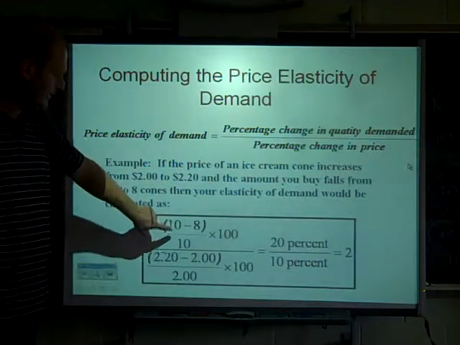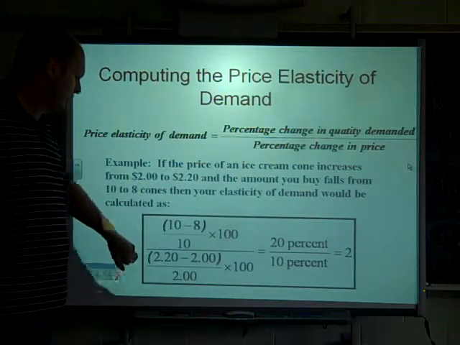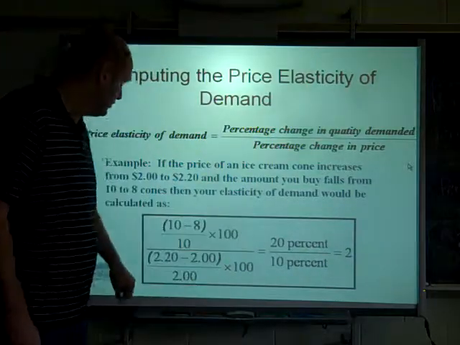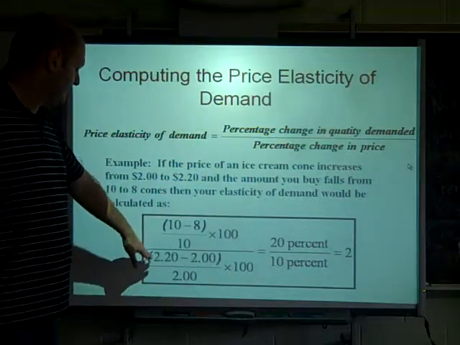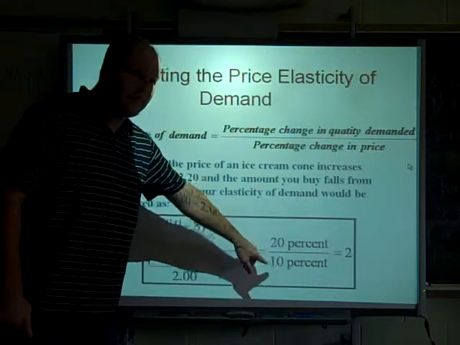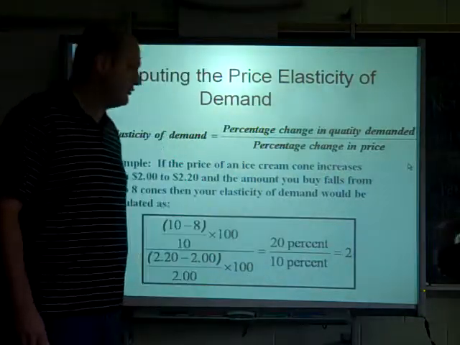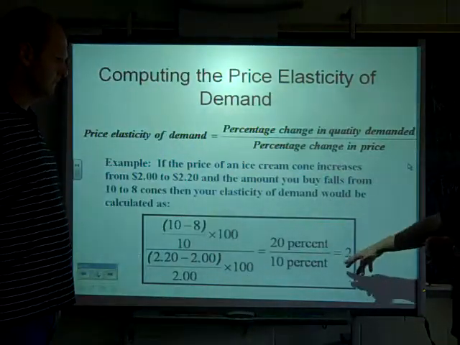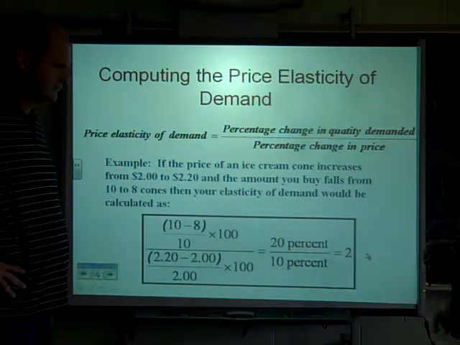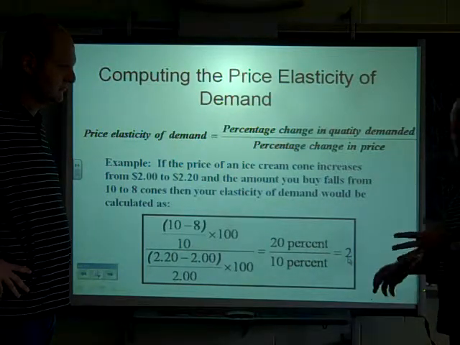See, we calculated our percentage here. Q1 minus Q2 over Q1 times 100, and we get a 20% change. Same thing down here. P2 minus P1 over P1 times 100, we get a 10% change here. So what happens when we divide those two is we get a number, 2. In this case, we have 2. And we'll get to this at the end, this number is important. This is called our coefficient, and we want to keep this in mind because it's going to tell us whether the curve is elastic or not.